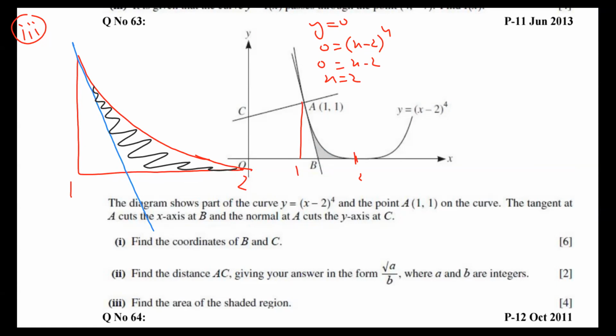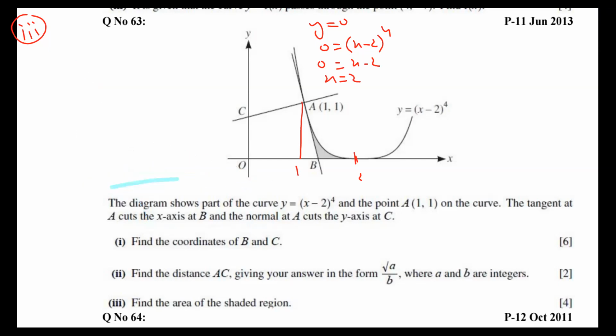It means I integrate the equation of the curve from 1 to 2, and the equation of the tangent from 1 to the B coordinate, which I already have. These two things I need to get the shaded area. And the B coordinate is 5 upon 4. So the plan is ready, and let's see how we can fulfill the plan.